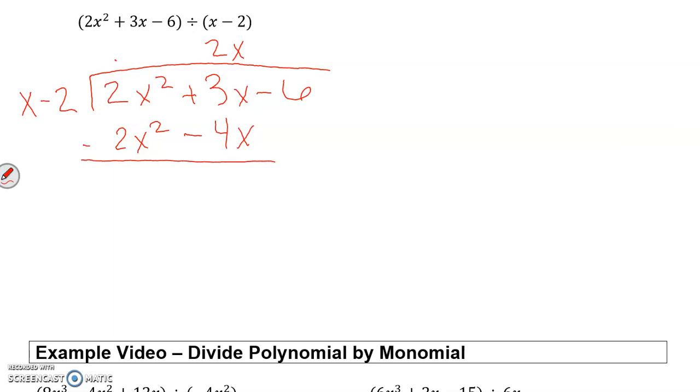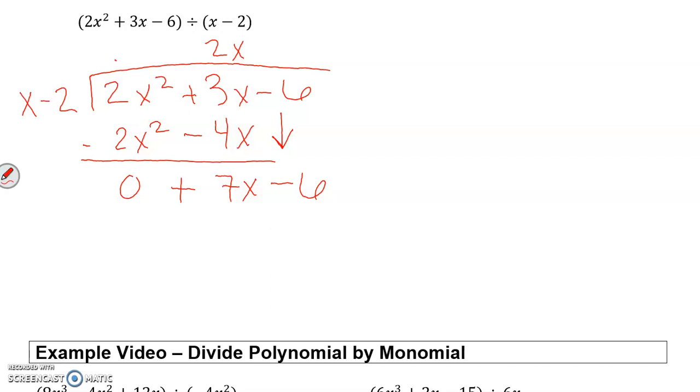So I'm going to do my subtraction. 3x minus a negative 4x is positive 7x. And 2x squared minus 2x squared is 0. Okay. So now I'm going to bring down my next term, which is negative 6.